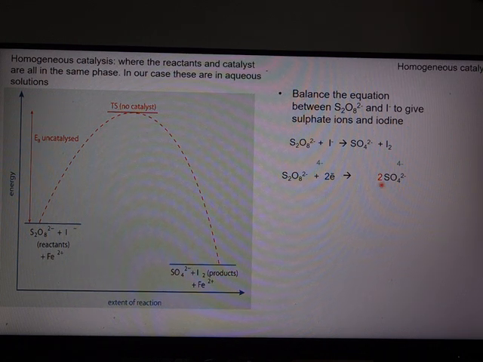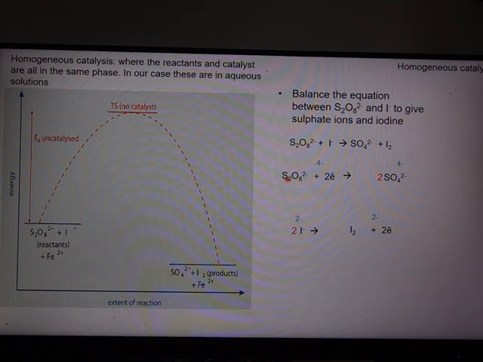I do the same thing for iodide into iodine. So you need 2 iodide, and then you look at the charge, it's 2- on this side of the arrow. On this side of the arrow it's 0 because it's the element. So you will need to add 2 electrons on this side to make it the same charges.